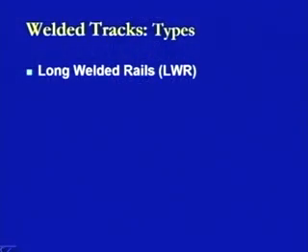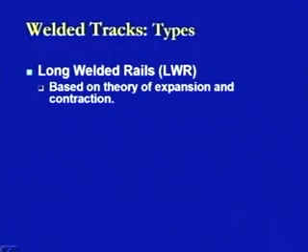Then another case is a long welded rail case. In the case of long welded rails, which is again termed as LWR, this is based on the theory of expansion and contraction. In this case, we have more rail sections being jointed together, obviously more than the 10 rail sections jointed at the maximum in the case of short welded rails. Here we are trying to look at the total amount of expansion or contraction which is going to take place in the number of rail sections jointed or welded together. So, based on the amount of expansion and contraction, the length of the rail section is to be decided.